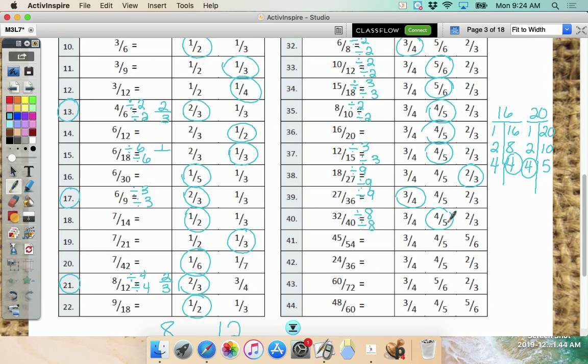What do you think it is? 9. So 45 divided by 9 and 54 divided by 9? 6. Okay, the last 3 are the same number, and it's not an 8 or a 9. It's higher than an 8 or a 9. Higher. 12. 12! Oh my gosh, that was fast. So 24 divided by 12? 2. 36 divided by 12? 3.